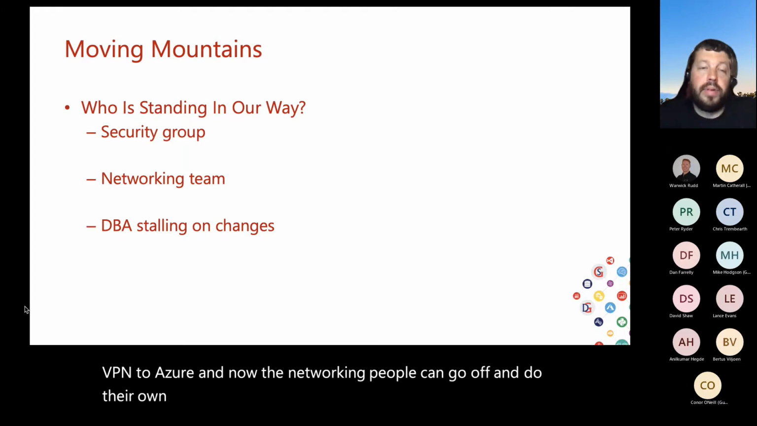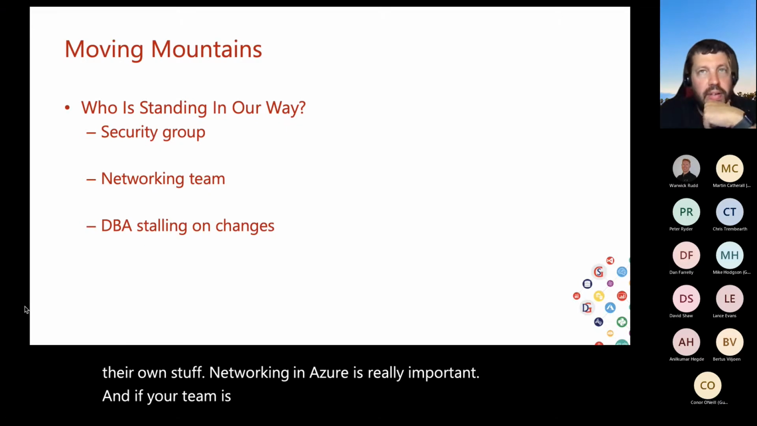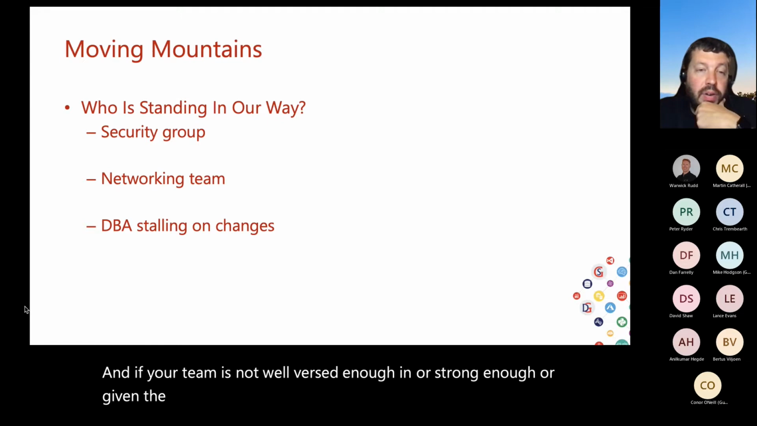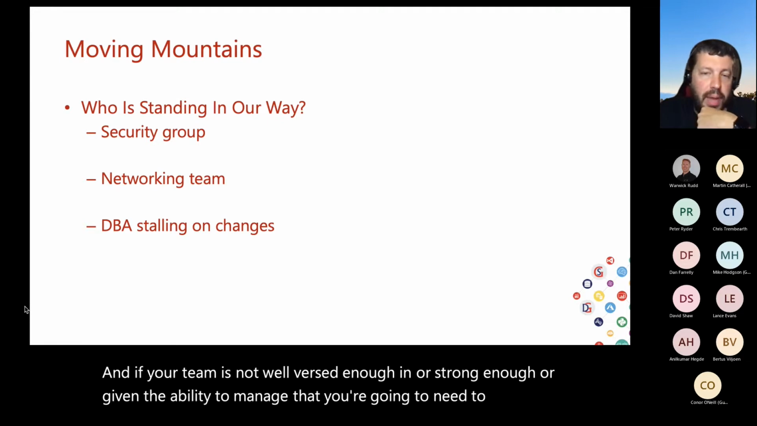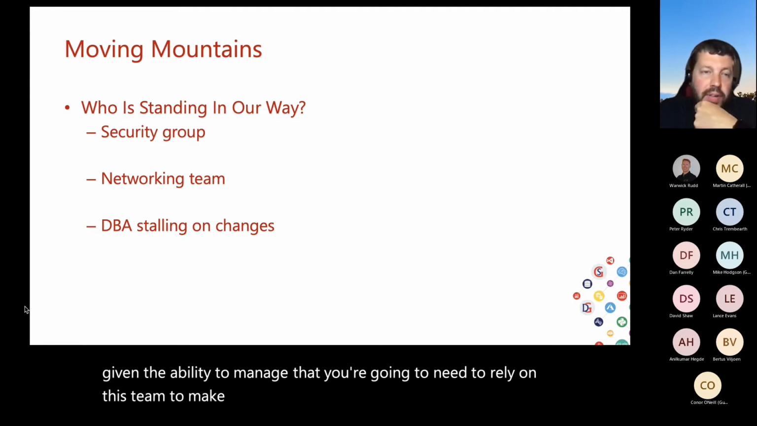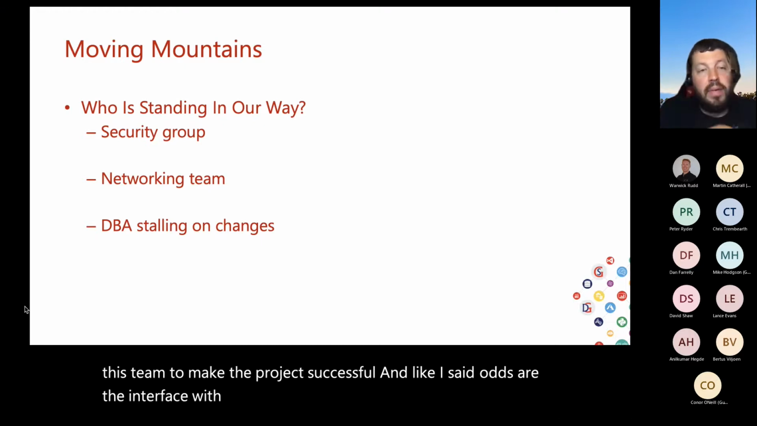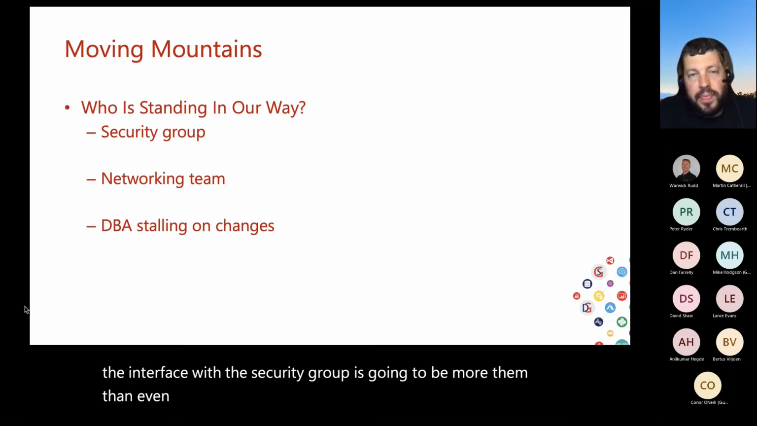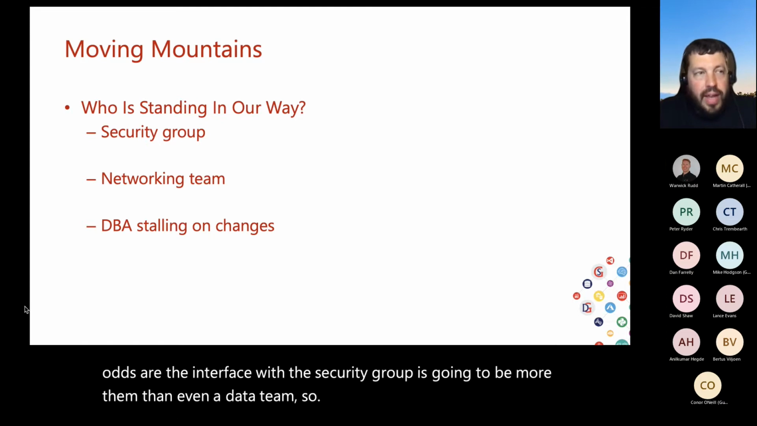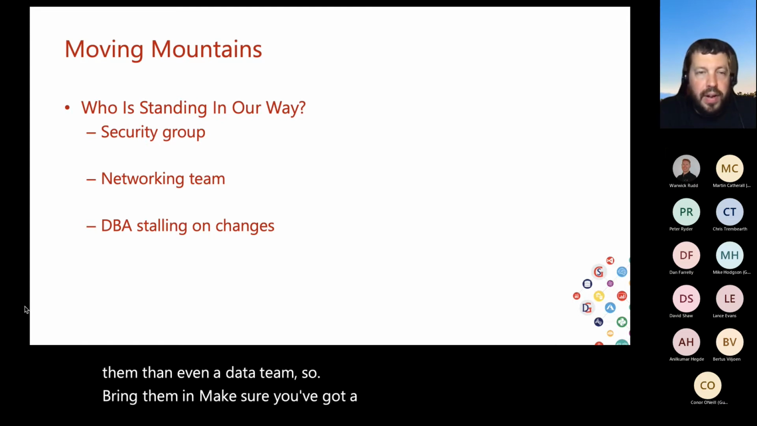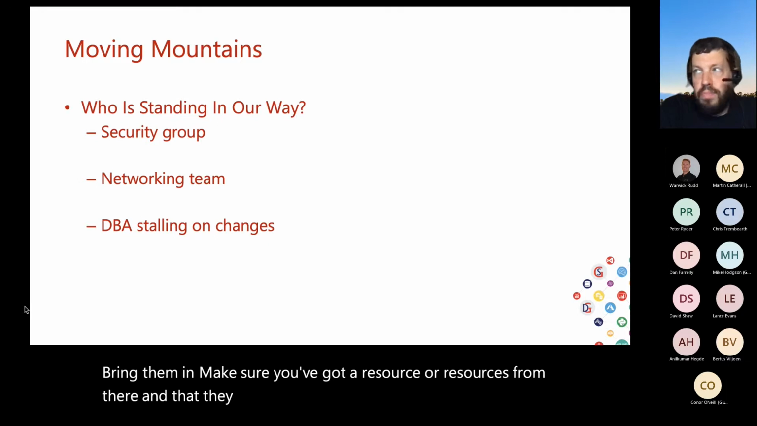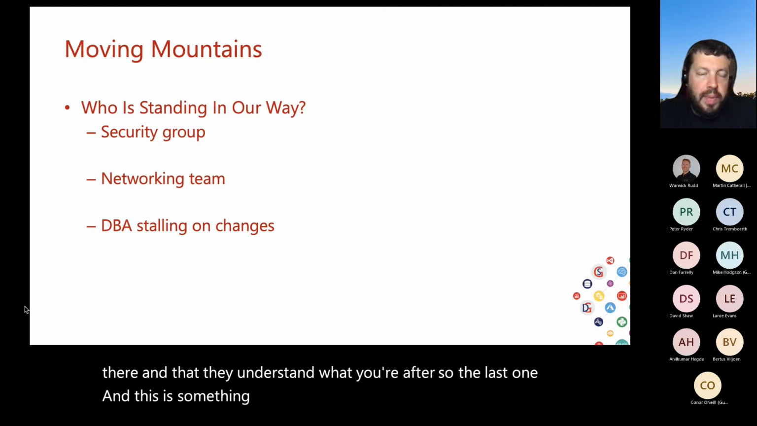Networking in Azure is really important. And if your team is not well versed enough in that, or strong enough, or given the ability to manage that, you're going to need to rely on this team to make the project successful. And like I said, odds are the interface with the security group is going to be more them than even a data team. So bring them in, make sure you've got a resource or resources from there, and that they understand what you're after.